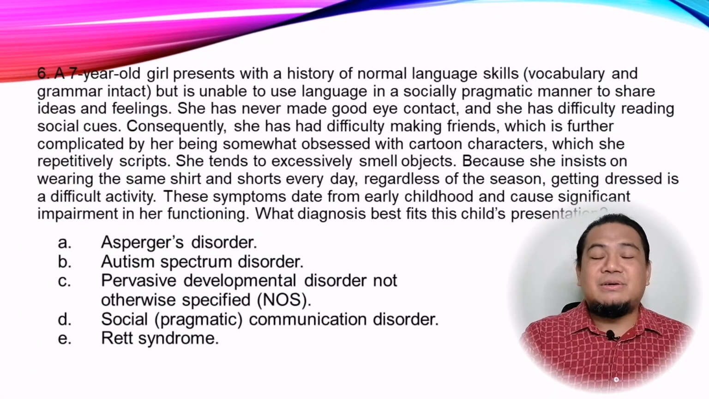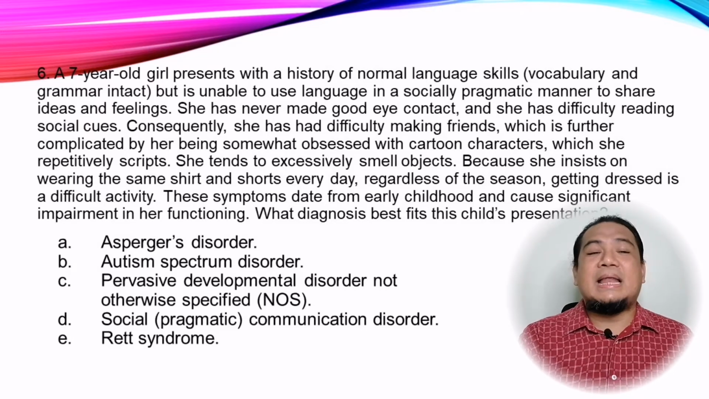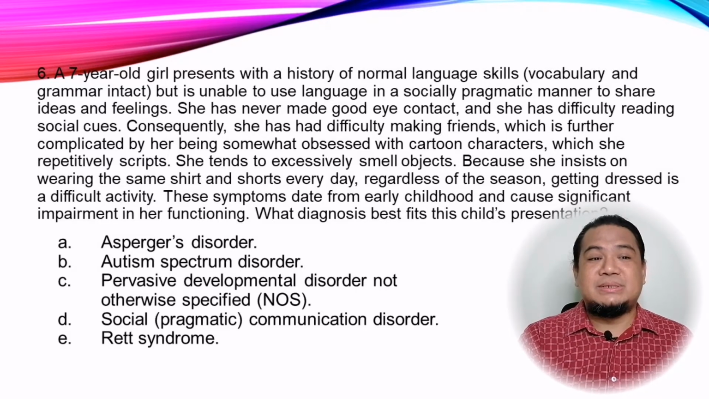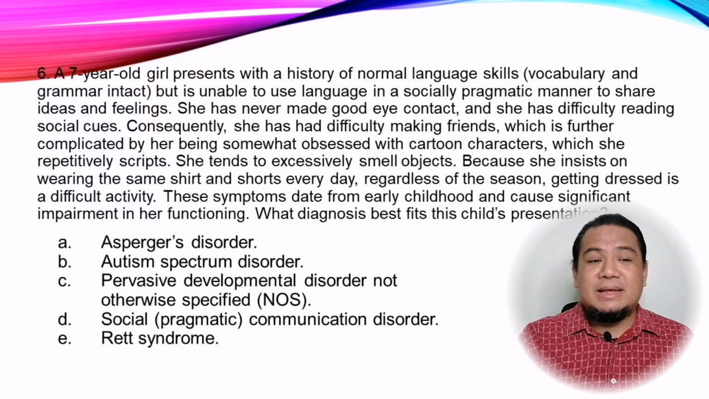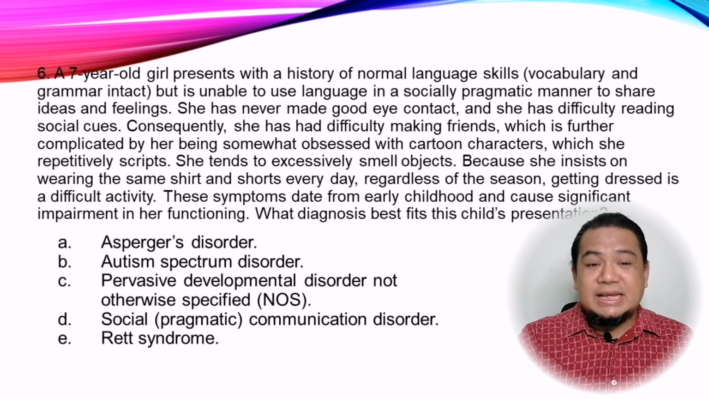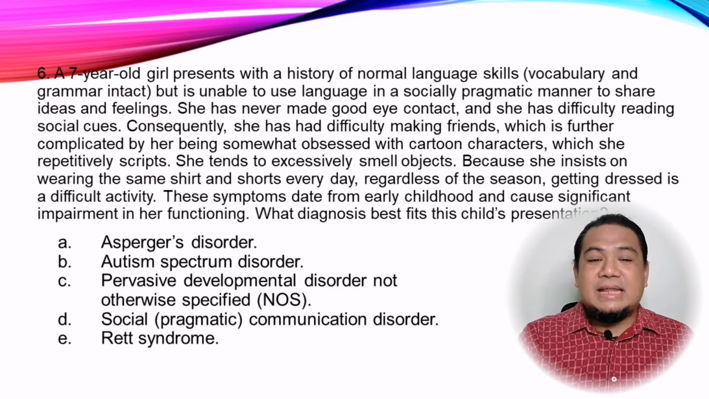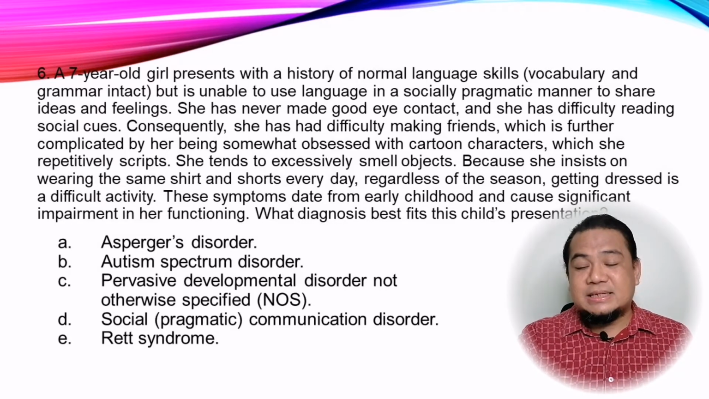Number 6, a 7-year-old girl presents with a history of normal language skills, vocabulary and grammar intact, but is unable to use language in a socially pragmatic manner to share ideas and feelings. She has never made good eye contact and she has difficulty reading social cues. Consequently, she has had difficulty making friends, which is further complicated by her being somewhat obsessed with cartoon characters, which she repetitively scripts. She tends to excessively smell objects because she insists on wearing the same shirt and shorts every day. Regardless of the season, getting dressed is a difficult activity. These symptoms date from early childhood and cause significant impairment in her functioning. What diagnosis best fits the child's presentation?